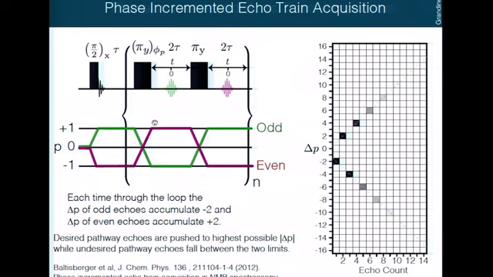-2, and the red paths are going +2. Every time you go through this loop, the green ones will accumulate an additional -2, and the red ones will accumulate an additional +2. So the first echo shows up for the red ones, or the purple ones, there at +2. The next time through, it goes to +4, and then +6. Whereas the green ones show up first, the first echo -2, then -6, then -8, and so on. And that pushes the good guys off to the edges and leaves the bad guys inside.